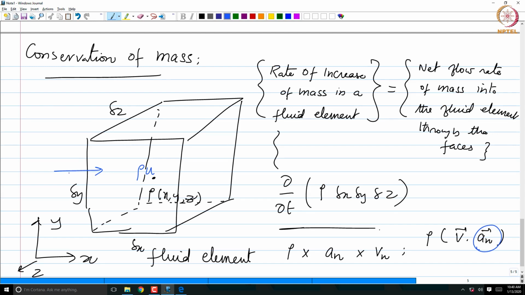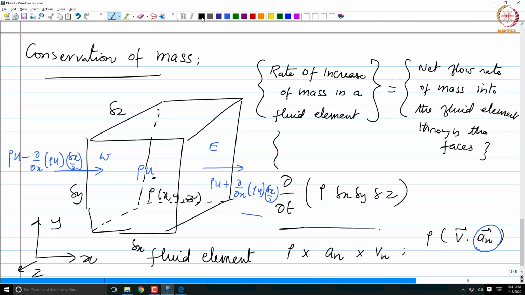I can use the Taylor series expansion and construct it again. So this would be rho U minus partial x of rho U times delta x by 2, right? That's what we have. Similarly, momentum on the east phase would be rho U plus partial x of rho U times delta x by 2. That's what we have on the east phase. So this is on the east phase, this is on the west phase.